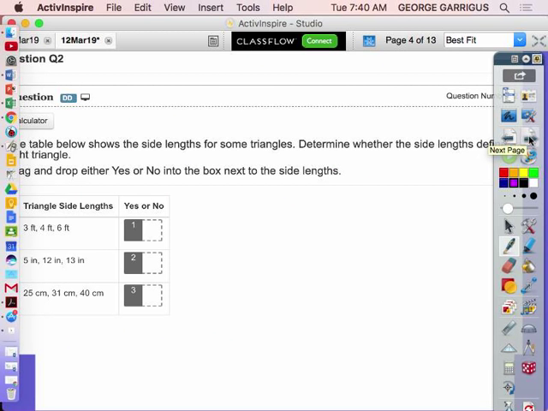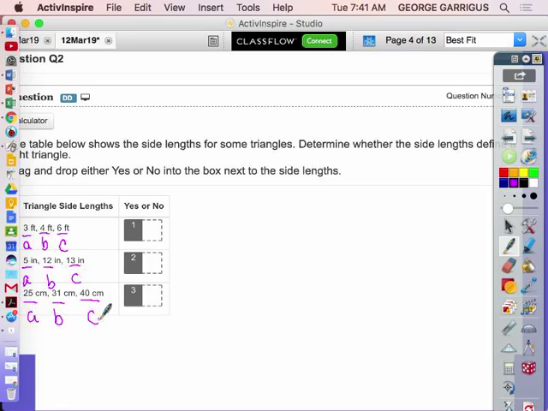Question 2. The table below shows the side lengths for some triangles. Okay, so they have sides of 3, 4, and 6. Now, the smaller sides have to be the legs. The longest side's always c. So you have 5, 12, and 13. That's an a, a b, and a c. 25, 31, and 40, the smallest two have to be a and b, and the third one could be c.